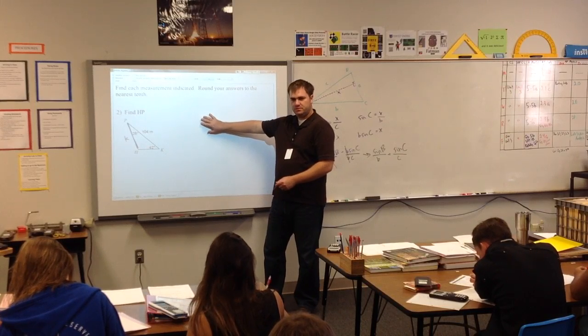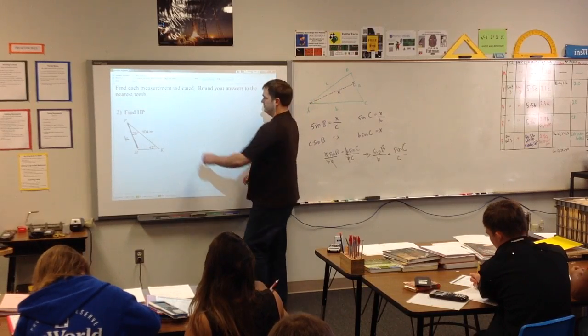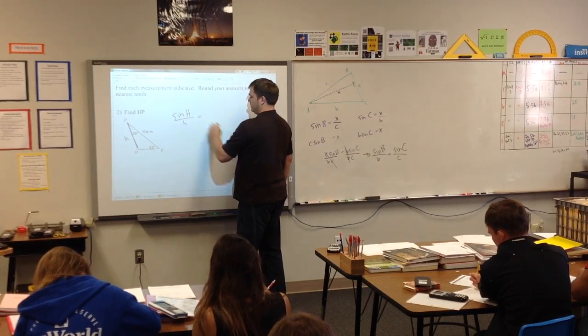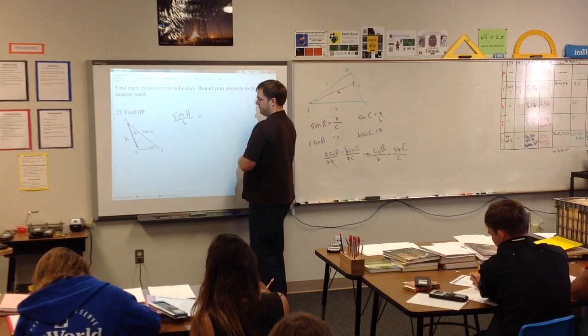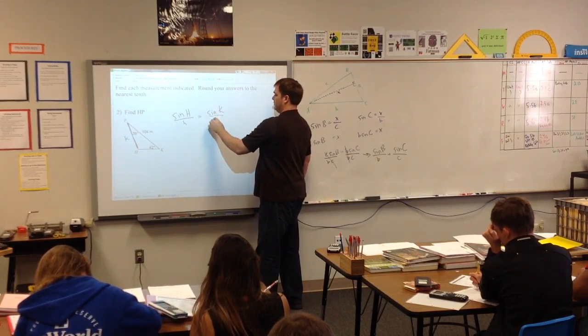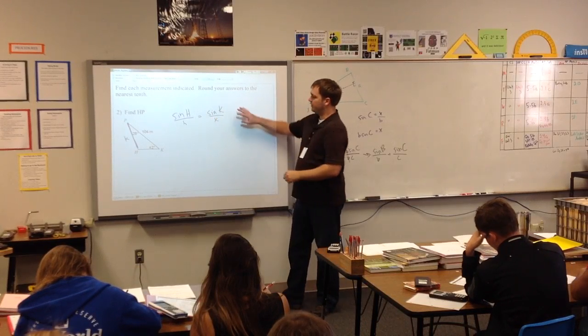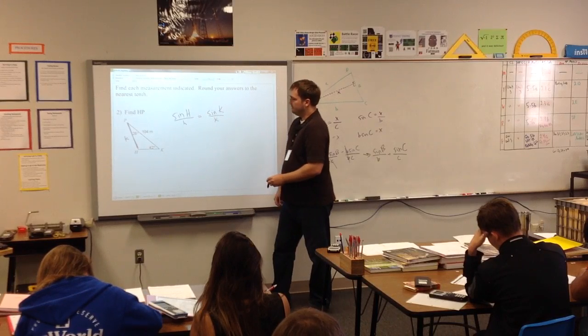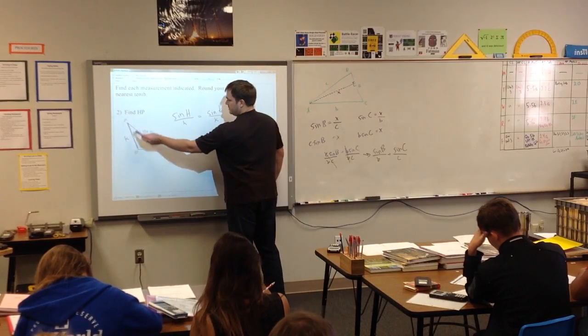Set this up for us? Sine h over h equals sine k over o. We don't need the third one here. Sine right there, sine and sine. Then we just plug in the numbers.